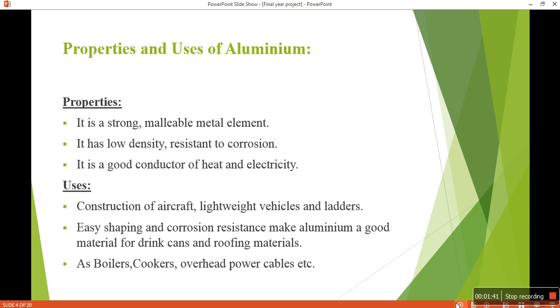Properties and usage of aluminum: it is a strong, malleable metal element. It has low density, is resistant to corrosion, and is a good conductor of heat and electricity. It is used in construction of aircraft, lightweight vehicles, and ladders. Easy shaping and corrosion resistance make aluminum a good material for drink cans and roofing materials, boilers, cookers, overhead power cables, etc.